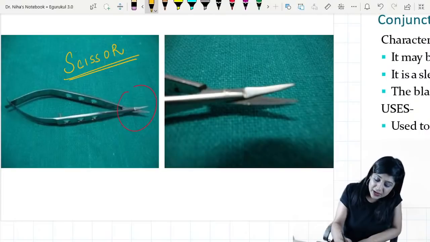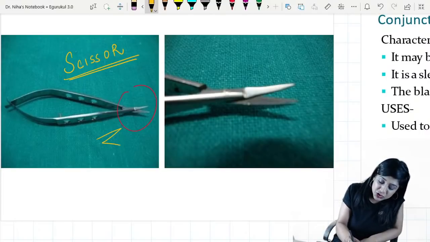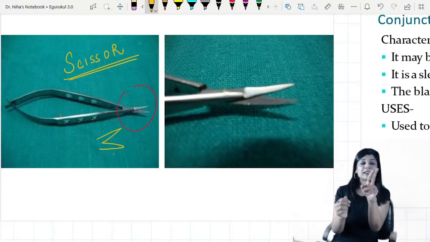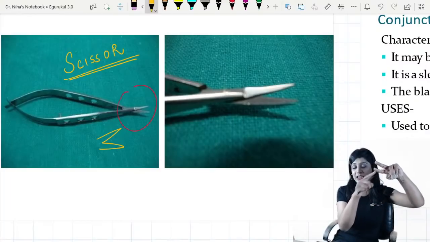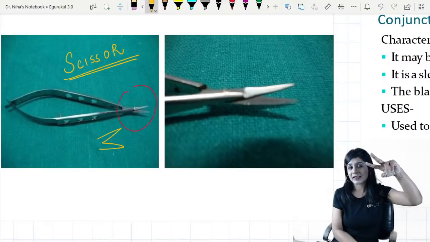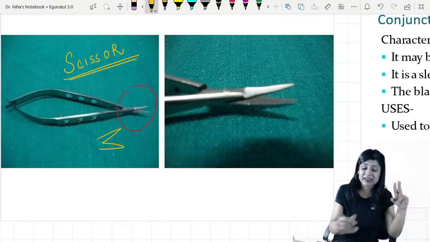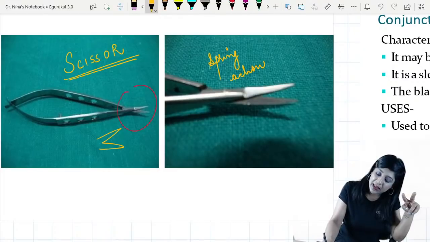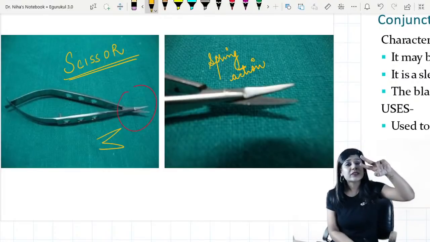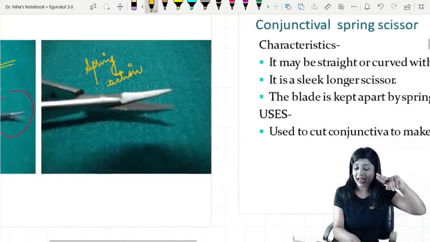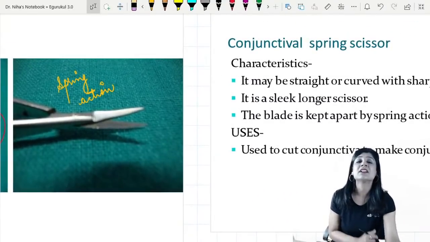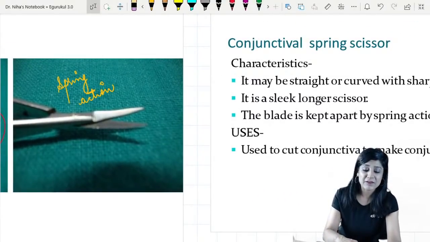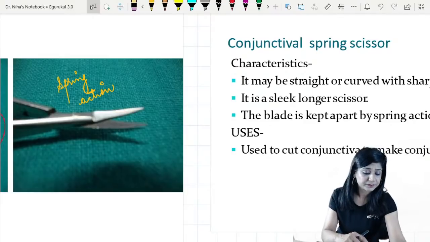Basically, can you see we have got the V-shaped tip. A V is formed and it will be cutting something like this. This is the spring action. Due to this spring action, this is your conjunctival spring scissors. Wherever we require this.